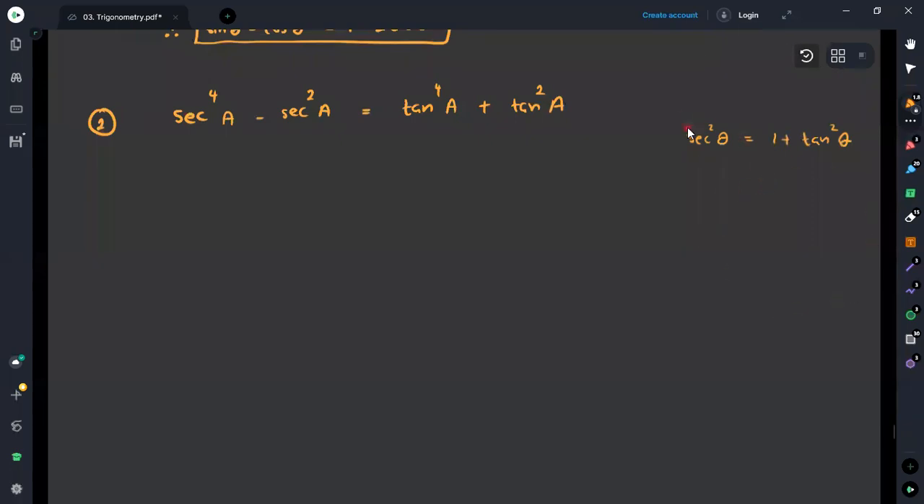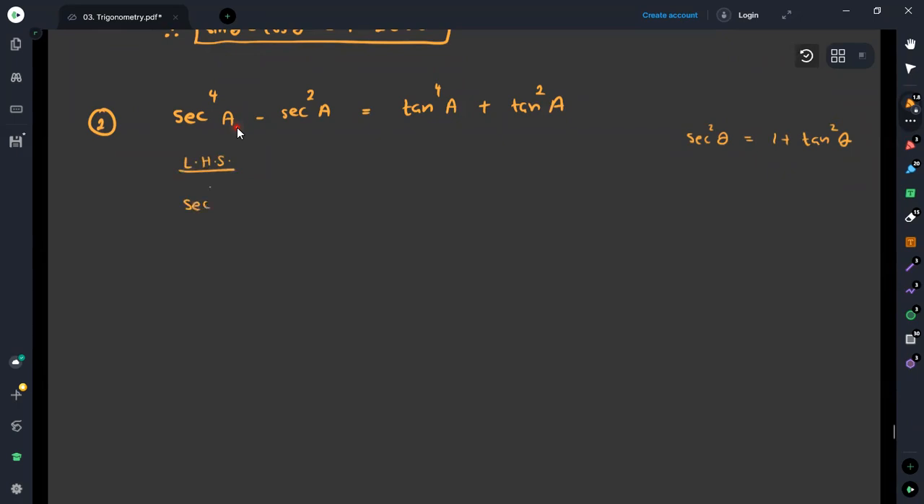Since sec and tan are both included, and in our equation tan is also included, we can use this identity to have this proof. You can start with either the left hand side or the right hand side of the equation. Instead of sec, what we need to make is sec squared theta.